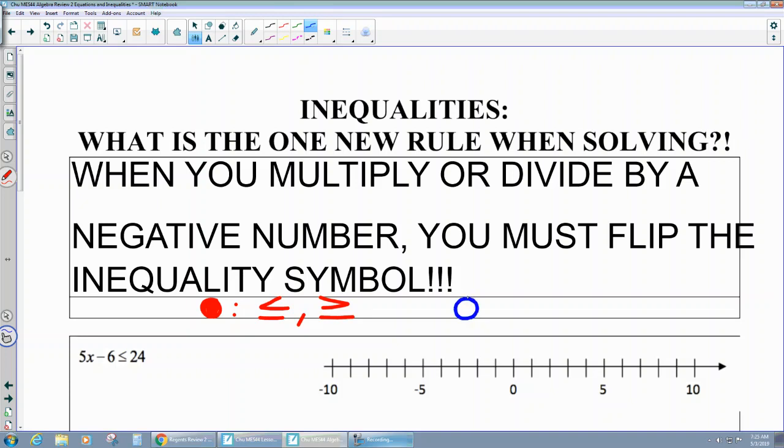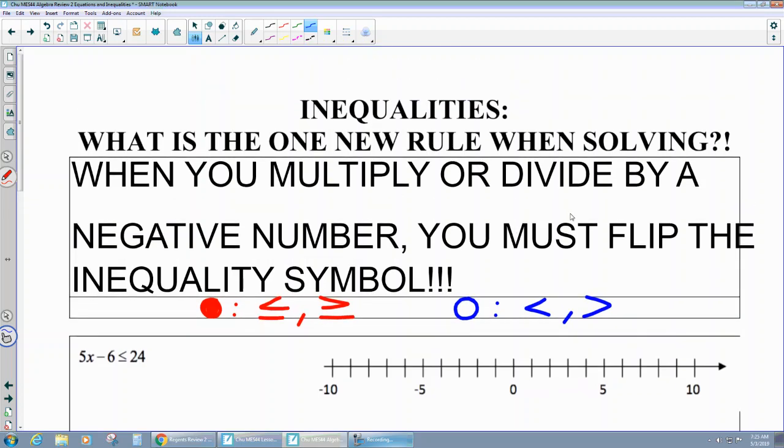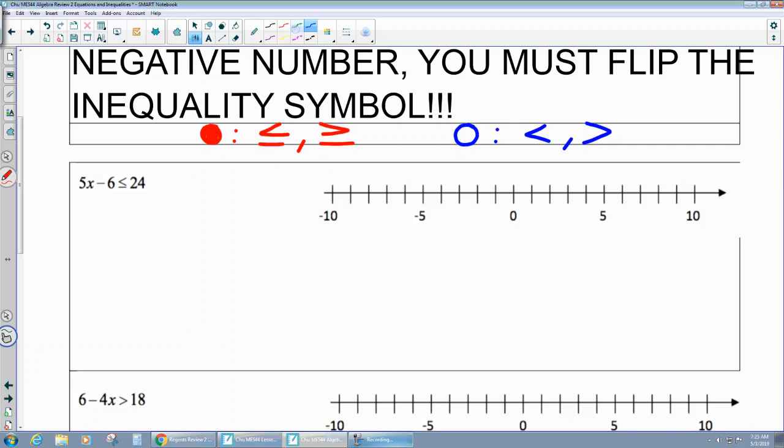Open circles are for less than or greater than. So these don't have the "or equal to." If it has the "or equal to," it gets a closed circle. Okay, so this is the only new rule we talk about when we talk about inequalities and how to shade them. So let's do the first problem together.